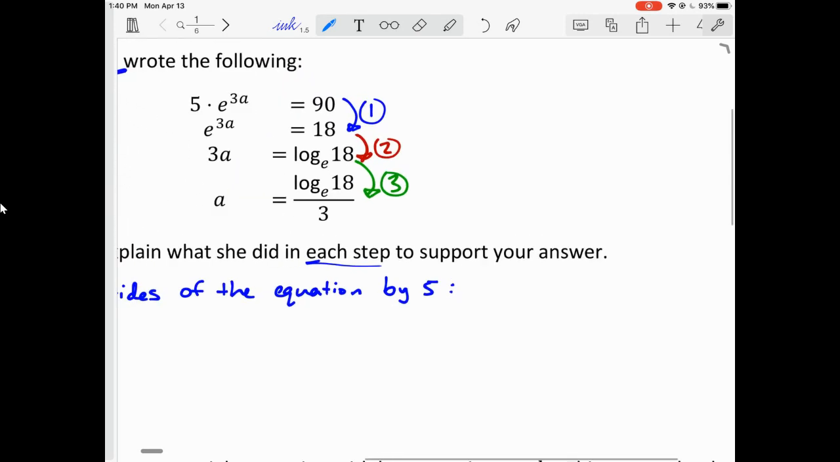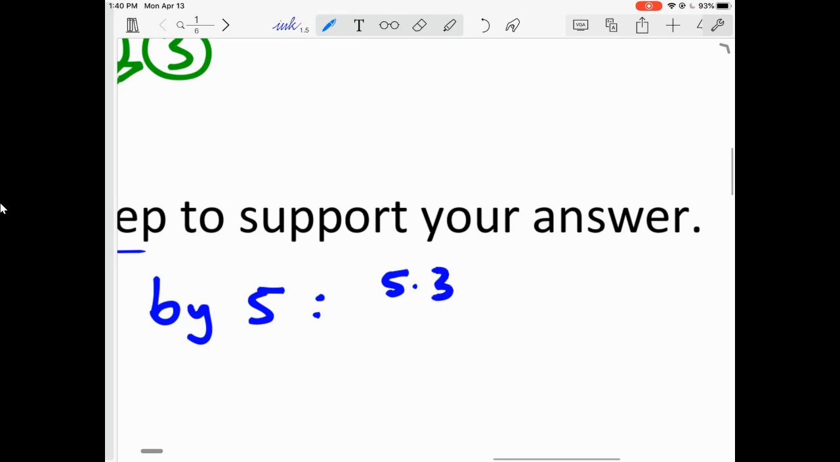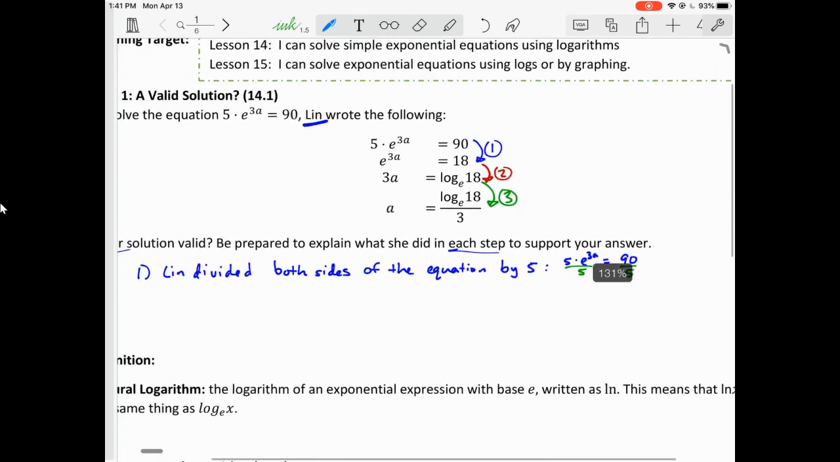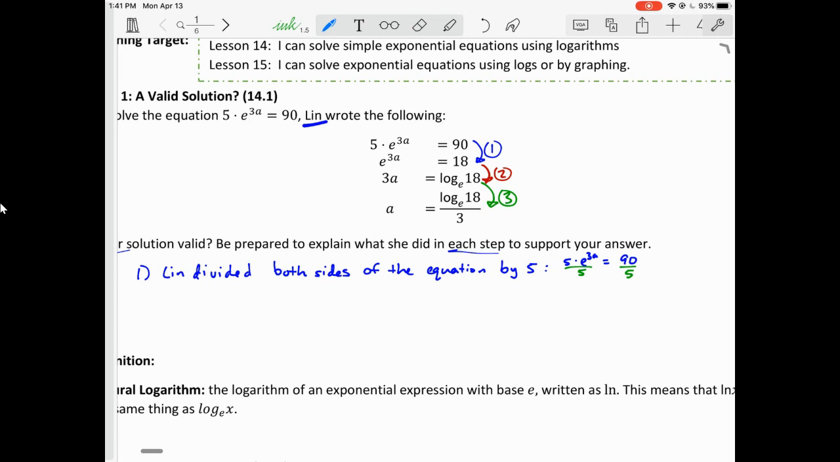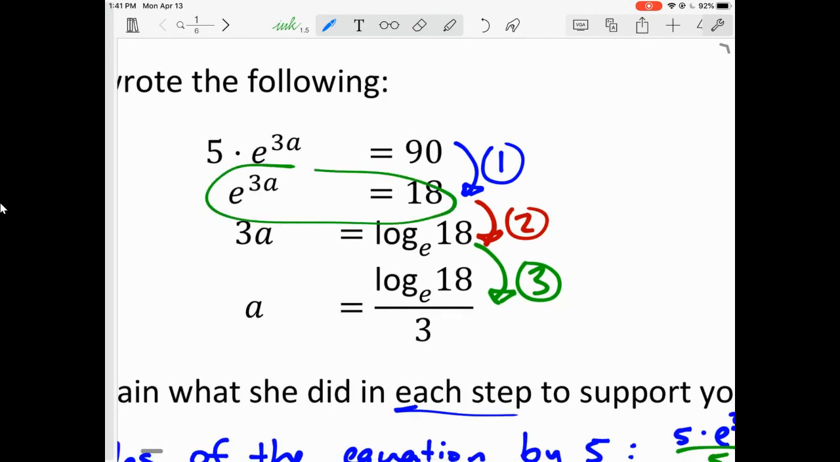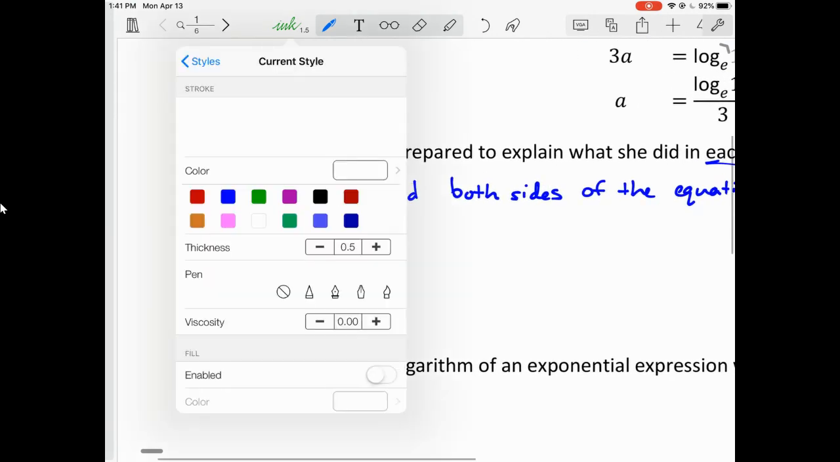So she basically took 5 times e to the 3a power equals 90, and divided both sides of the equation by 5. So that's what she did in step 1, it looks like. In step 2, I notice that I no longer have the base e, but now we have on the right side a logarithm base e. So it looks like to go from the second equation to the third equation, she just rewrote this in logarithmic form.